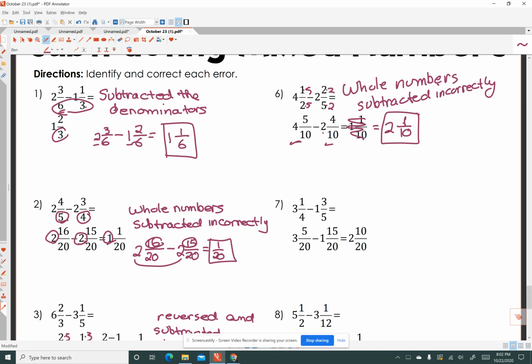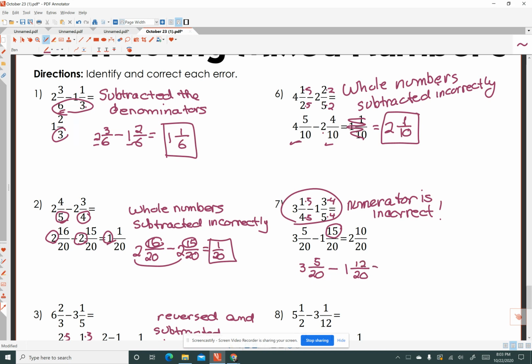So number 7, I think the problem is this numerator. Numerator is incorrect. So let's rewrite it. So we're going with a new denominator of 20ths, and this is our problem. So 3 and how many 20ths? Well, 4 times 5 is 20. 1 times 5 is 5. Minus 1 3/5. So how many 20ths will that be? Well, 5 times 4 is 20. 3 times 4 is 12.